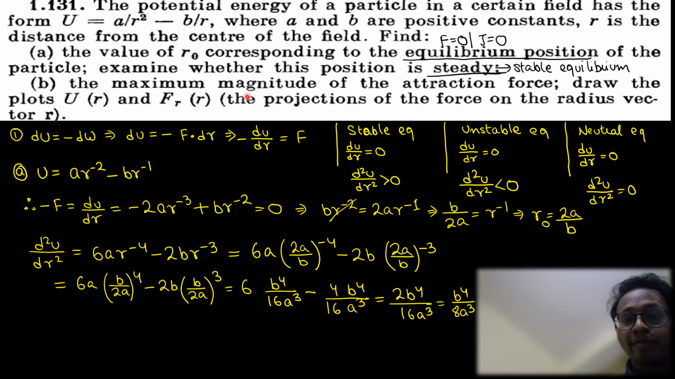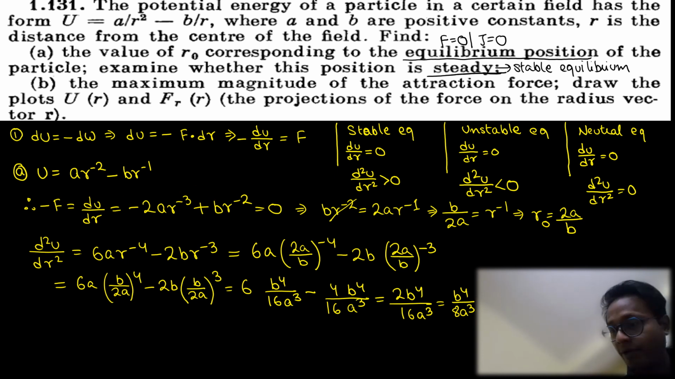Now part B of the question. Find the maximum magnitude of attraction force. I have to find out the maximum value of force. Draw the plots of potential energy versus r and force versus r. The equation of potential energy is nothing but this one, and the equation of force, or negative of force, is nothing but this one.